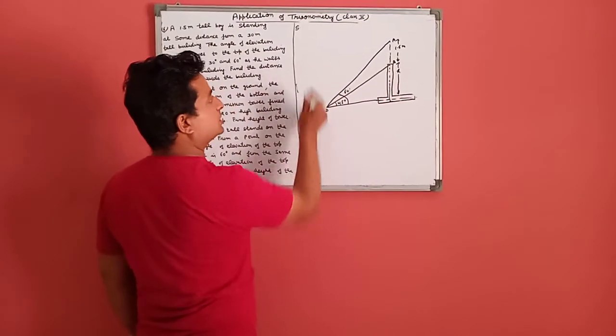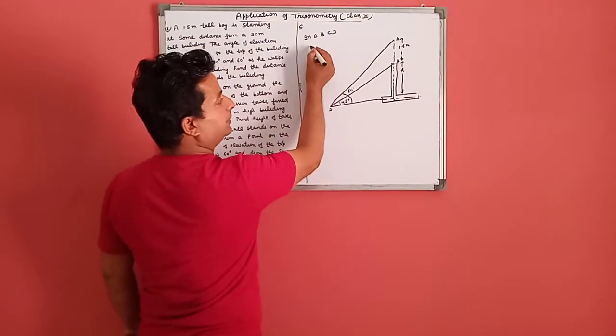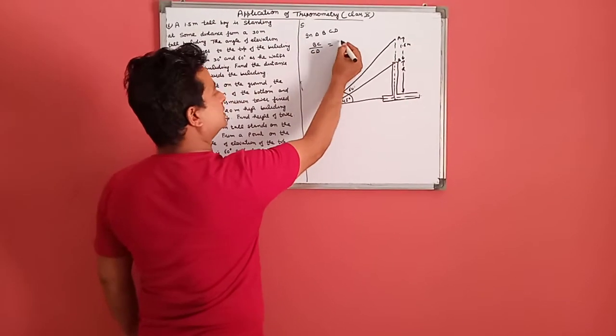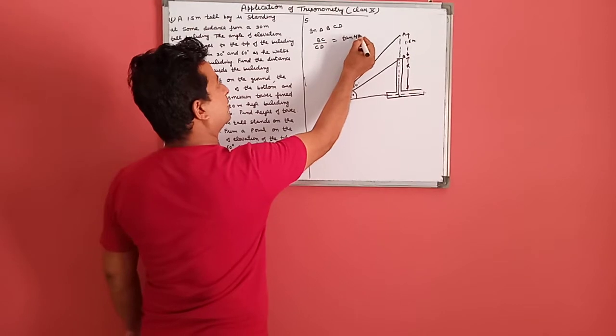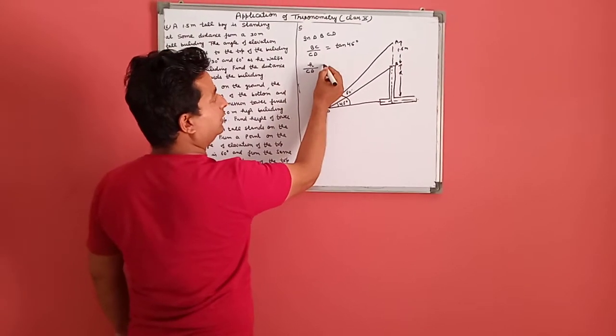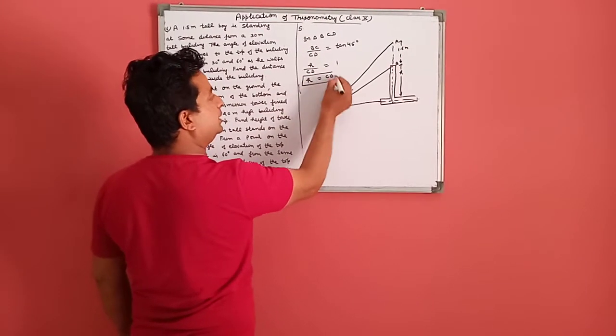So first we consider triangle BCD. BC is the perpendicular, CD is the base. This becomes tan 45. This is H. This is CD. Tan 45 is 1. So H is equal to CD.